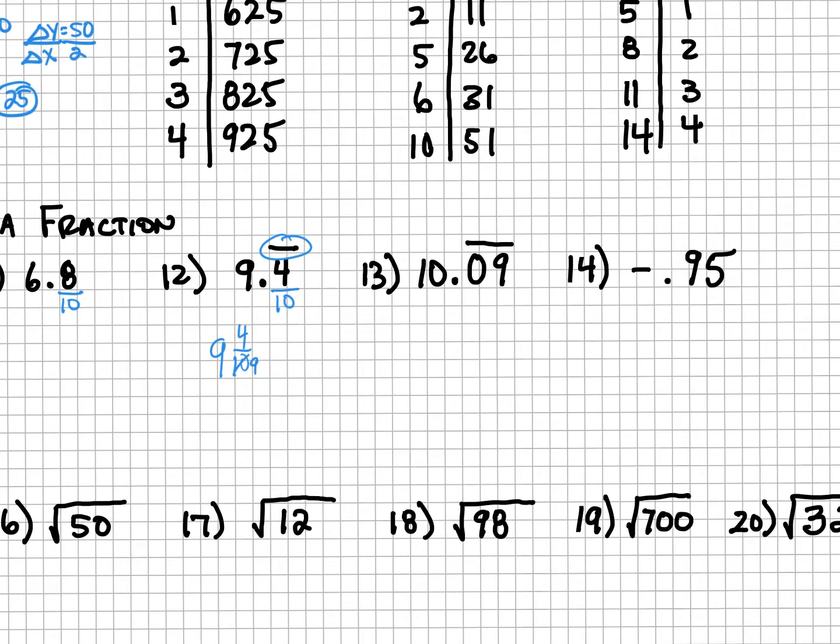All right, this one I'm going to let you do by yourself, sort of. Here's the tenths spot, here's the hundredths spot, but the hundredths get changed because of the thing on top, the repeat sign, to 99.